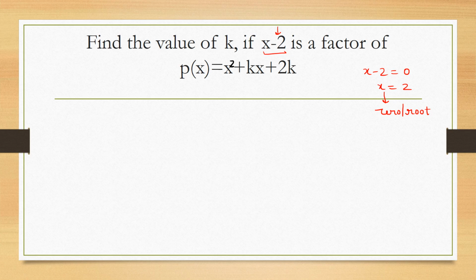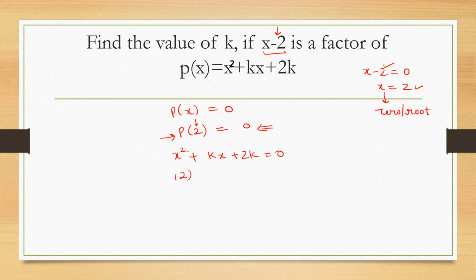So firstly, make it as an equation. Whenever you put x as 2, you will get 0. Why? Because x minus 2 is a factor, so x equal to 2 is a root. Whenever we substitute the value of x as root, it will give us 0 as the answer, right? So just substitute in x square plus kx plus 2k equals 0.